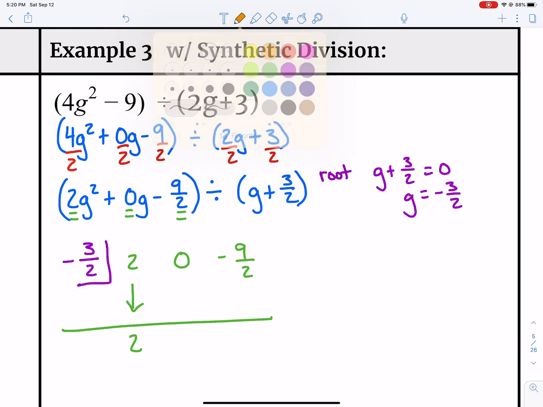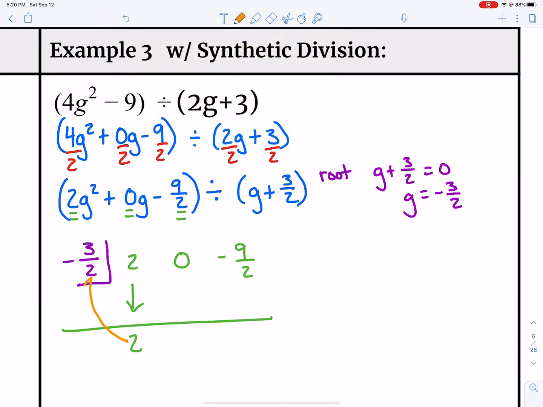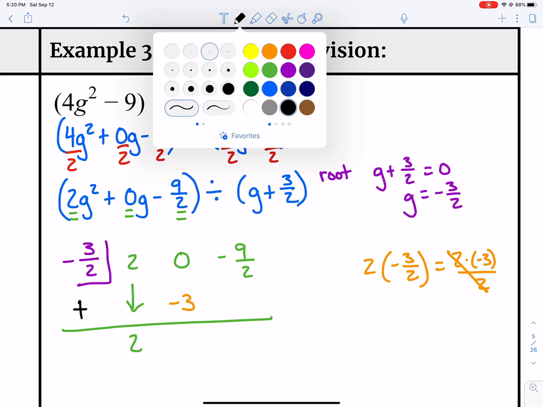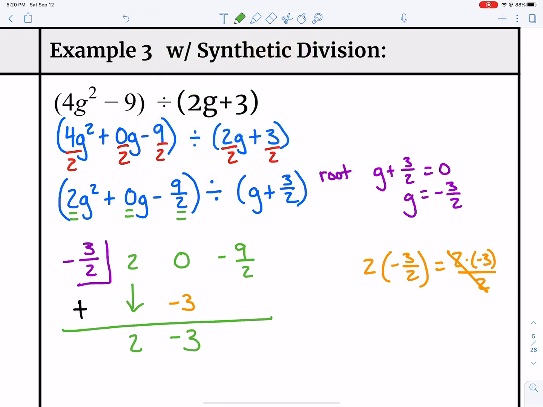And then we're going to multiply the 2 by the root, and then write it underneath the next number, which is 0. So 2 times negative 3 halves would be 2 times negative 3 divided by 2. So the 2's kind of cancel out, and you end up with a negative 3. And you certainly could use your calculator to help with that. And then we're going to add those together. So 0 plus negative 3 is negative 3.